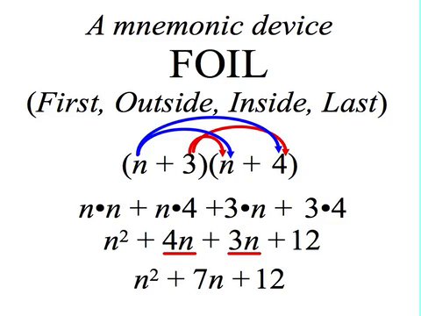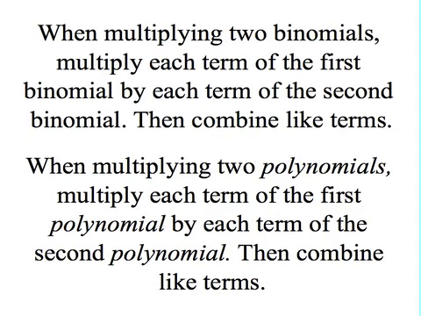To summarize, when multiplying 2 binomials, multiply each term of the first binomial by each term of the second binomial, then combine like terms. And since a binomial is a special type of polynomial, we can generalize by stating, when multiplying two polynomials, multiply each term of the first polynomial by each term of the second polynomial, then combine like terms.